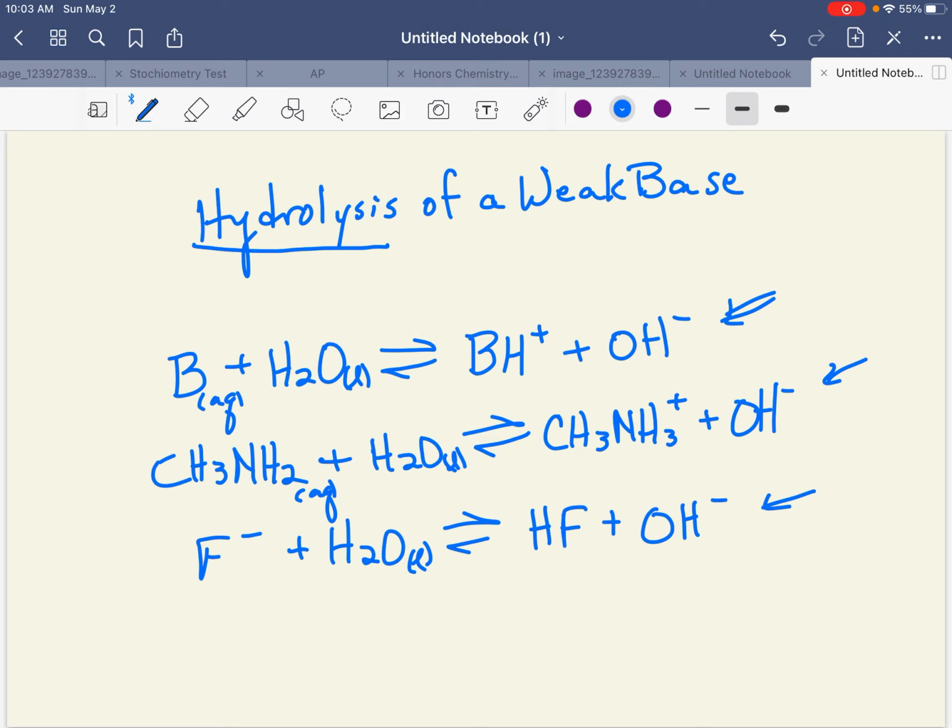Down here, this reaction is also balanced as to mass and charge. Fluoride has a charge of -1. Water is neutral. HF has a charge of 0. It is neutral. Hydroxide's -1. So -1 on the left and the right.